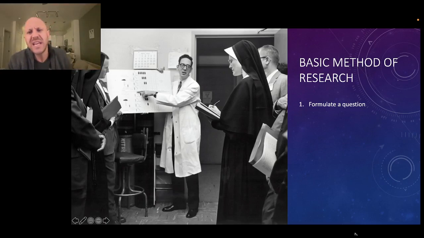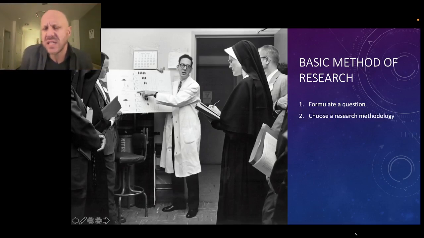And from there, we need to decide on a research methodology that we want to use. Given our question, what's an appropriate way that we can go about answering that question? And of course, I'm going to draw from the tradition of other researchers and what they've done to study similar things. Or in rare occasions, we might invent our own methodology.